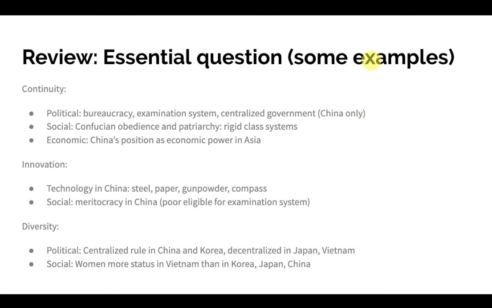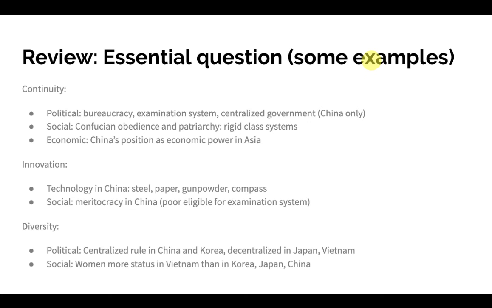So for our review slide, we're going to go back to our essential question and look at some of the examples from this chapter that help us answer that question. So we started with continuity. In the political idea, we have, especially in China, but also in other places, the idea of a bureaucratic government system, a test that you take to join that government class, and rule by a central government. And that's mostly in China, the centralized government. We have Confucianism and patriarchy as social continuities, and China's position throughout this time period as the economic power of Asia.